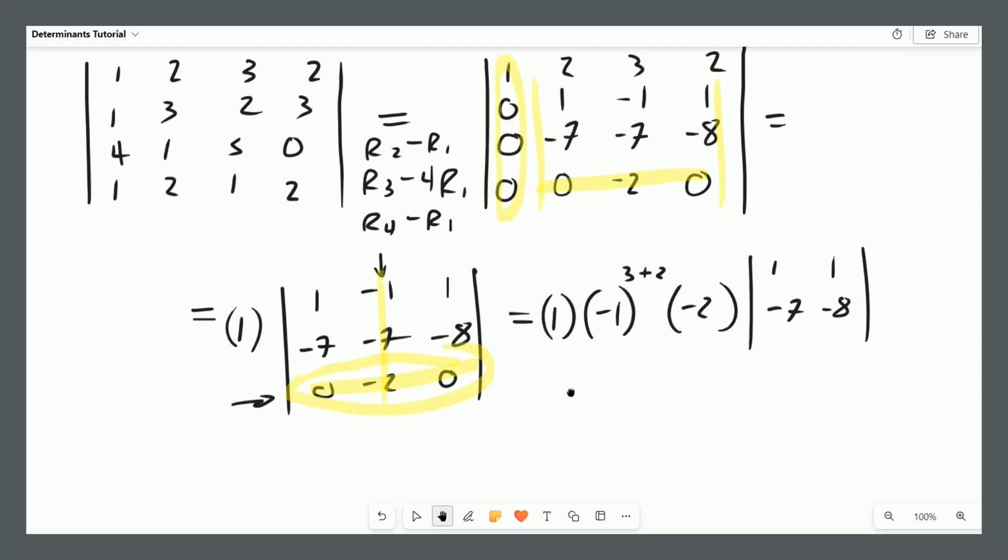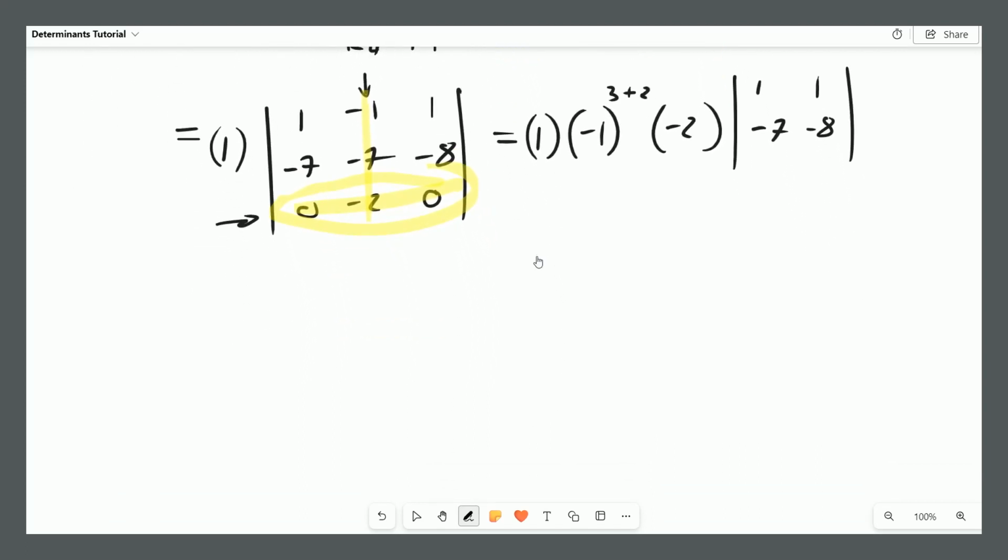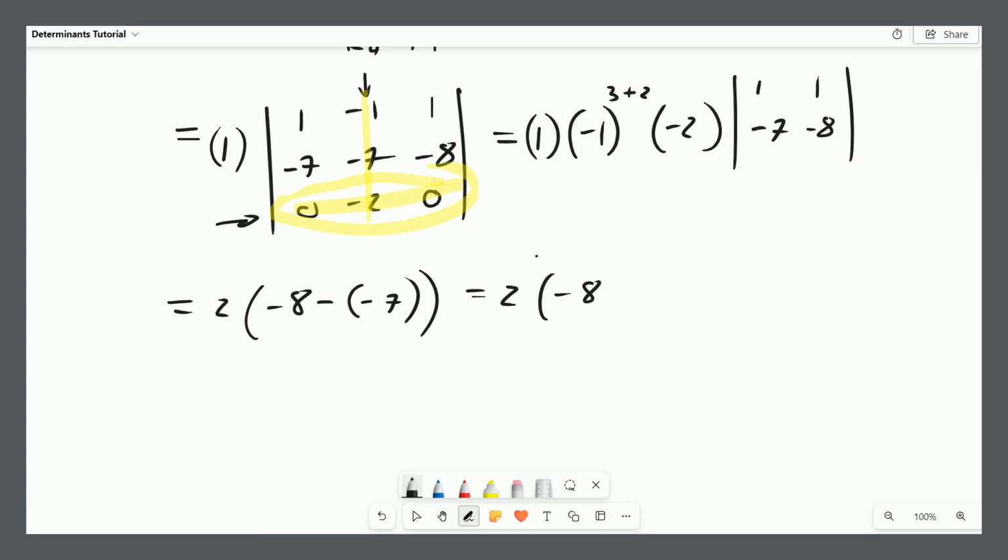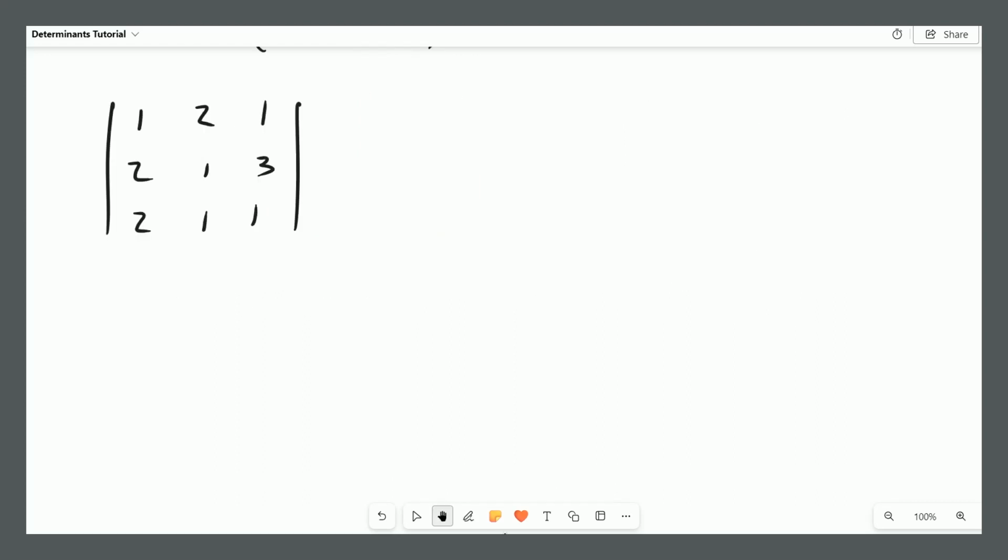So let's simplify things a bit. So we have -1 times -2, so that's just going to be a 2, multiplied by 1 minus -8 minus -7 times 1, which is -7, right? So we have 2 times negative 8 plus 7, right? So that's 2 times negative 1, so that's just going to be a negative 2. All right, let's move on to the next.